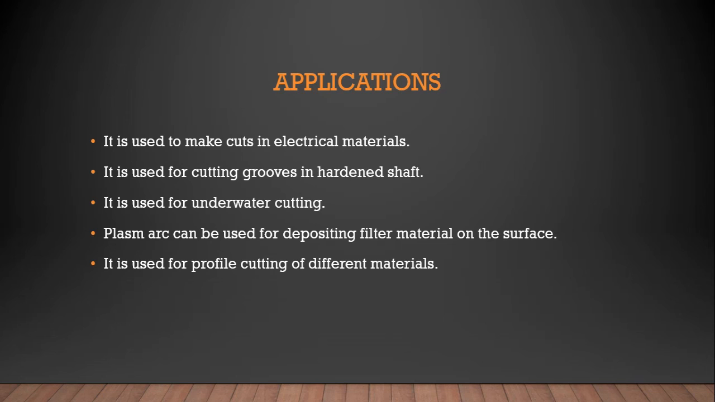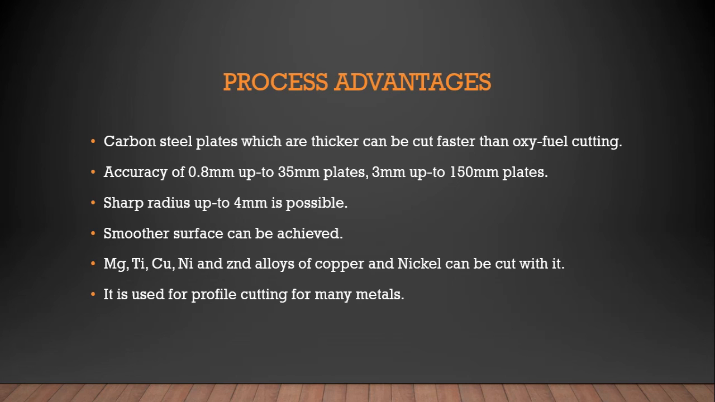Next, we have advantages. Thicker carbon steel plates can be cut faster, about 10 times faster than oxy fuel cutting. Accuracy of 0.8 millimeter up to 35 millimeter plates, and 3 millimeter up to 150 millimeter plates. Sharp radius up to 4 millimeter is possible, and 38 millimeter can be obtained. Smoother surface can be achieved. Magnesium, tellurium, copper, nickel, zinc, and alloys of copper and nickel can be cut with it. It is used for profile cutting of different materials.